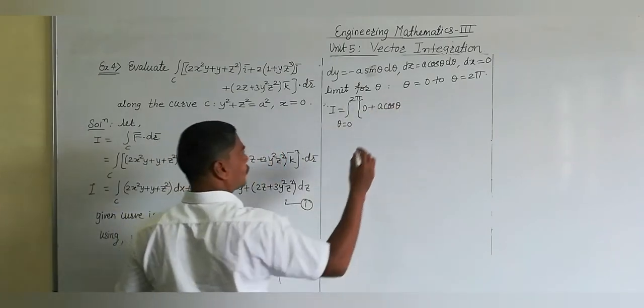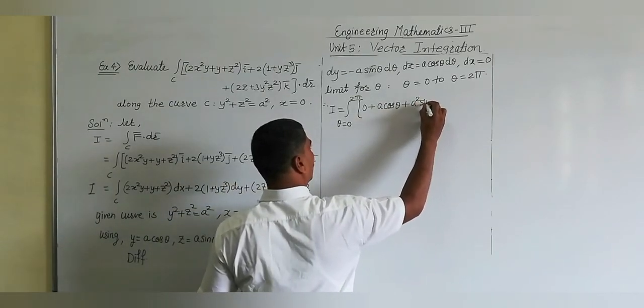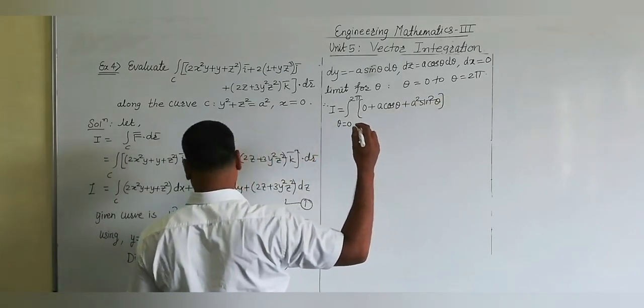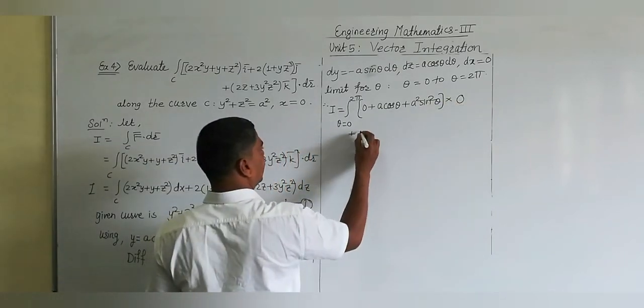Then plus z squared. The value of z is a sin theta, so its square becomes a squared sin squared theta, into bracket dx. The value of dx is 0, so the first term becomes 0.